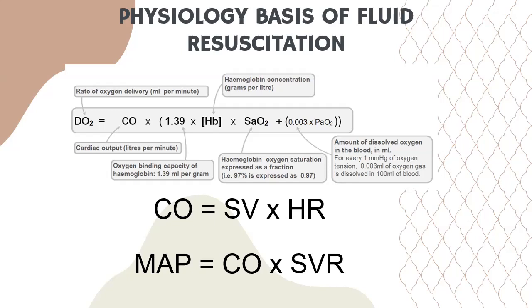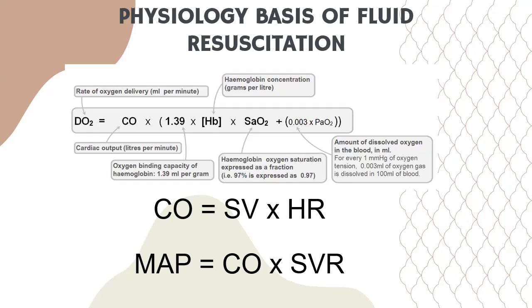So for this, Hb, you can just look at your full blood count. You can see what it is. For your SaO2, you can look at your SpO2 monitoring. You can get what the value is. And for your PaO2, you look at your ABG. But how do we get cardiac output? That's what we want to know.